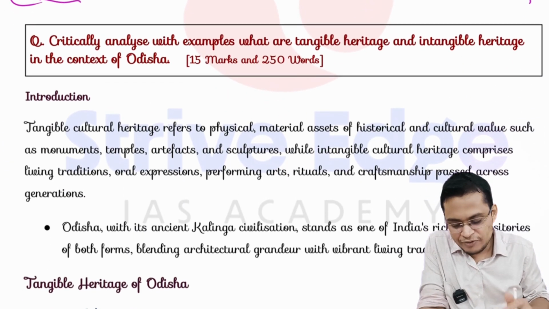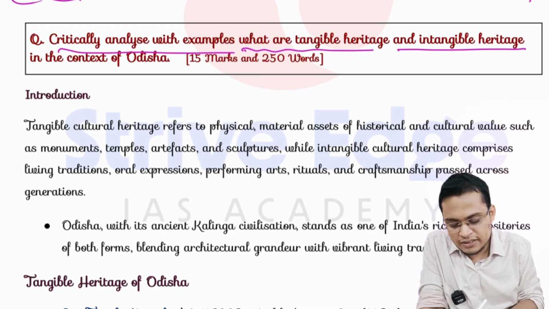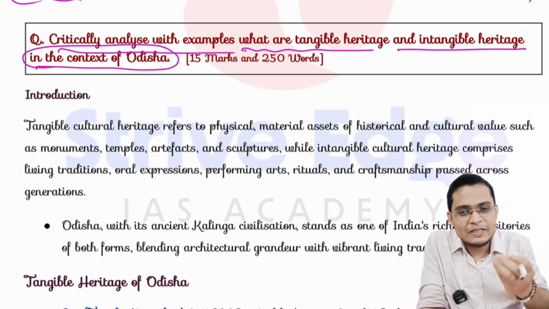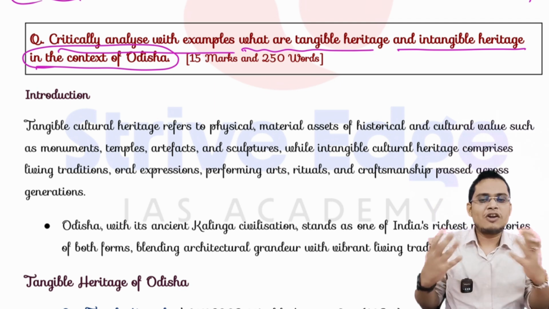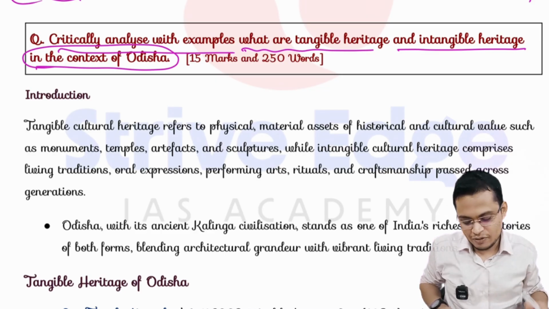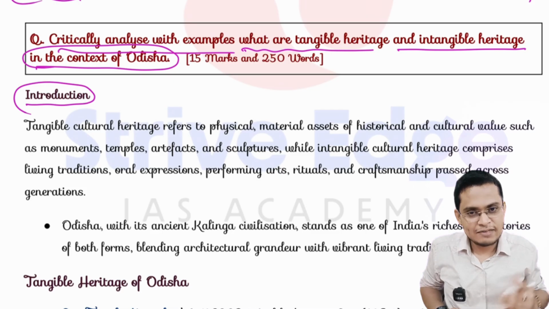The second question that we are going to discuss: critically analyze the examples of tangible heritage and intangible heritage in the context of Odisha. So what do you mean by tangible heritage? That which can be touched, physical things, is called tangible. Intangible cannot be touched. My ideas, my festival celebrations, this is what is called intangible. So in this question we have to introduce by defining what is tangible and what is intangible.